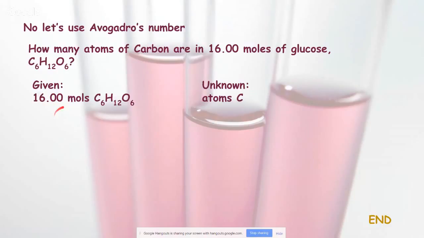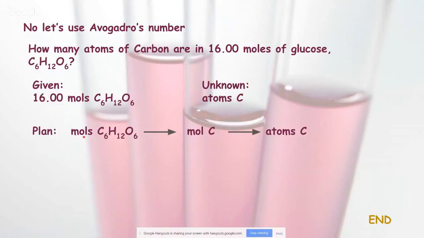Now notice we do not have in our given or unknown grams, so we don't need the formula mass of glucose, which is nice because it's a big number. Okay, so we're going to start with the moles of glucose. And so what can we do with that? Well, we know in glucose we have carbon, so we can convert the moles of glucose to the moles of carbon using that mole relationship in the chemical formula. And then from moles of carbon, we can use Avogadro's number then to calculate the number of atoms of carbon.